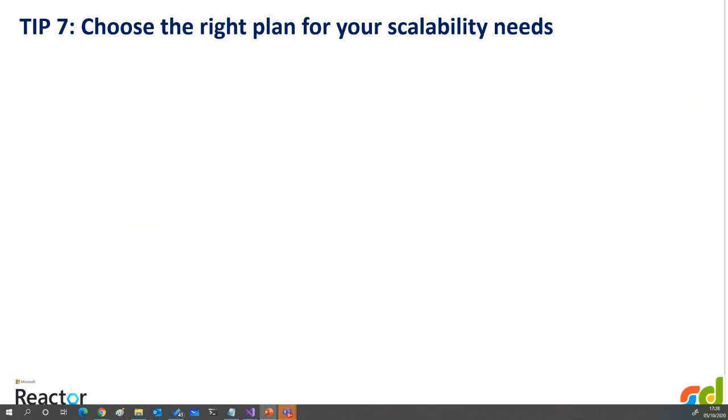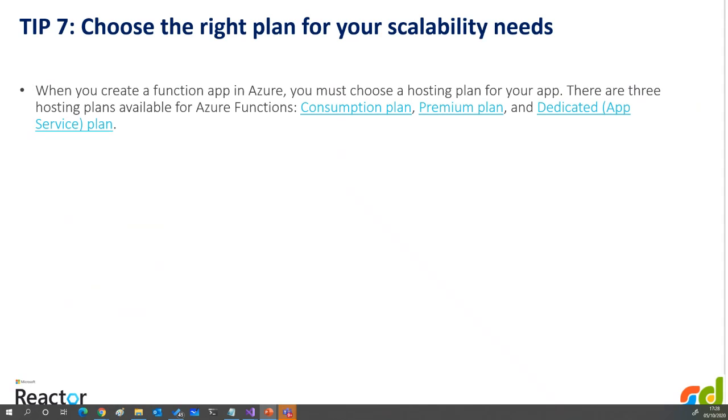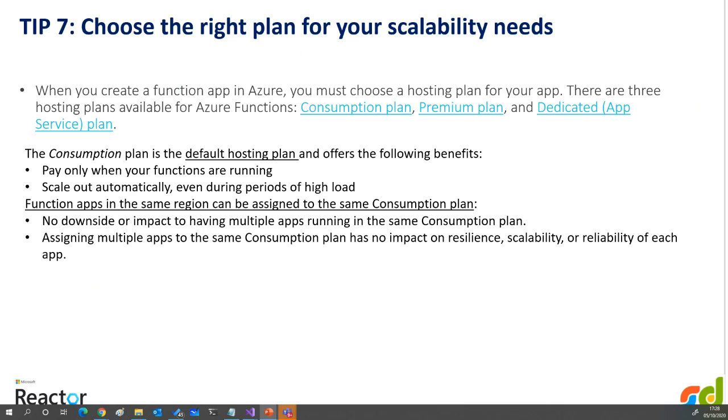Tip number 7 is that you should choose the right plan for your scalability needs. As you saw before, we have a consumption plan, a premium plan, and a dedicated service plan available. You should evaluate which is the best for you. The consumption plan is the default hosting plan. Consumption means that you pay for use. It scales automatically, even when you have a high load period.